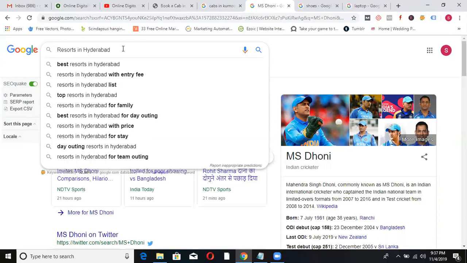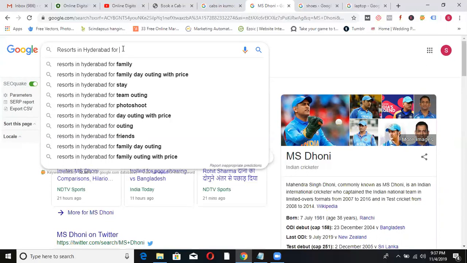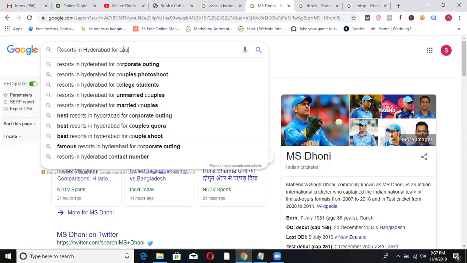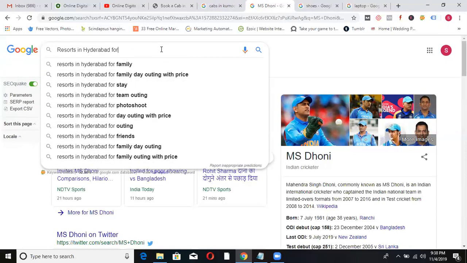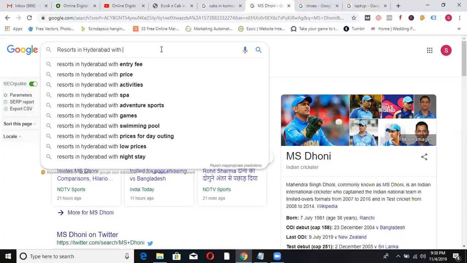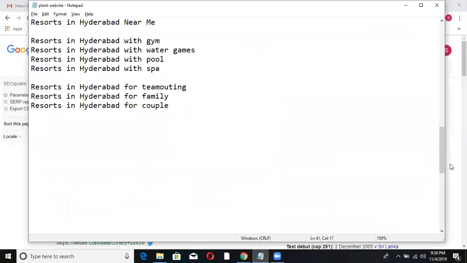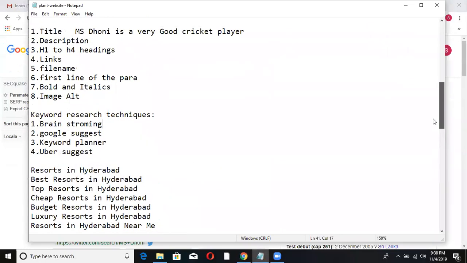Now, resorts in Hyderabad for, see, it's coming. Can you see this? For couple photo shoot, for married couple, for unmarried couple also. And when you search with these, now collect all the keywords. This is called Google Suggest.